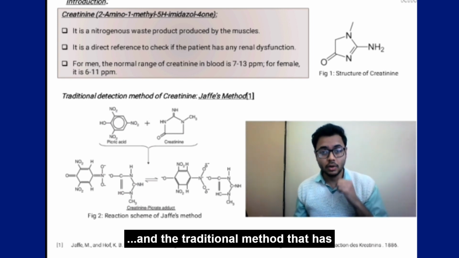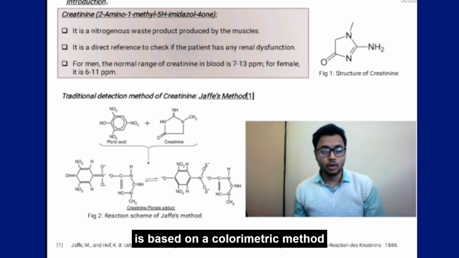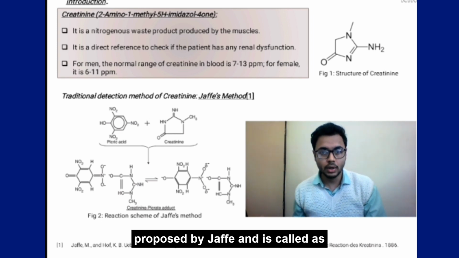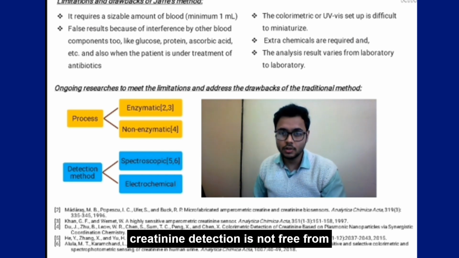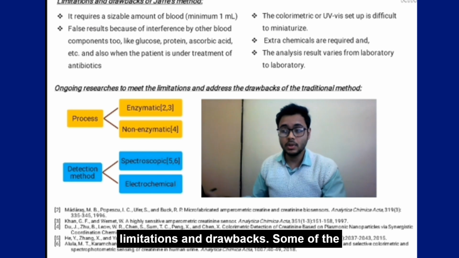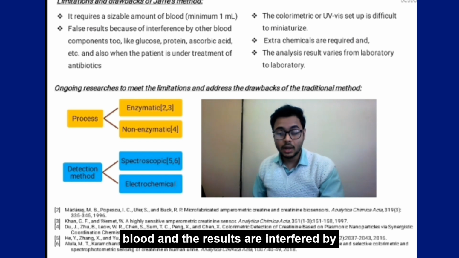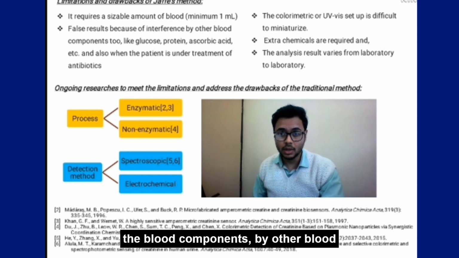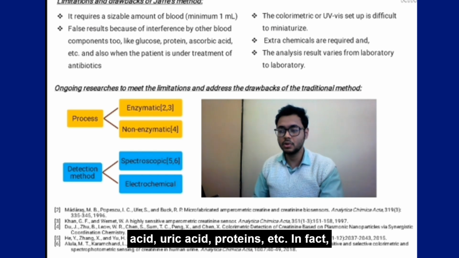The traditional method used for the detection of creatinine is a colorimetric method proposed by Jaffe, called the Jaffe method. However, this traditional method is not free from limitations and drawbacks. Some of them are mentioned here: it requires a sizable amount of blood, and the results are interfered with by other blood components such as glucose, ascorbic acid, uric acid, proteins, etc.